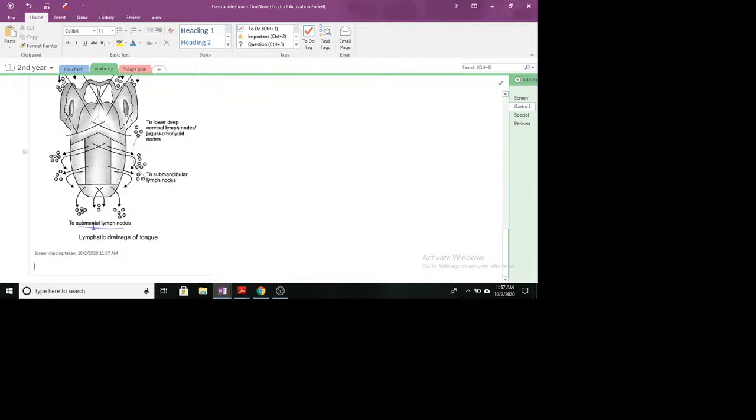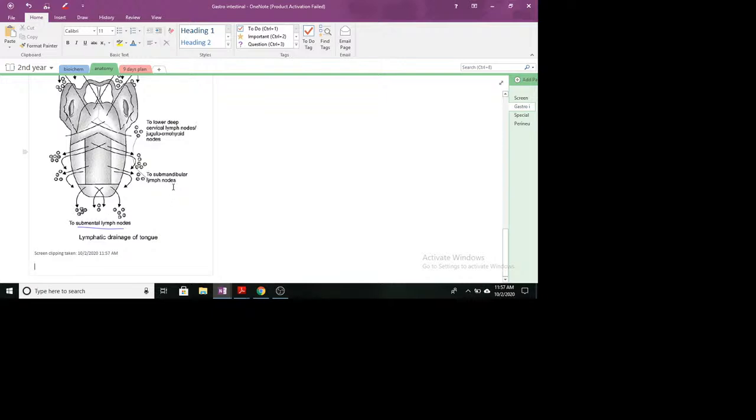The submental lymph node is very important. The anterior part drains to the submental lymph node. The submental lymph node is present around the mental region. We know that there is a mental foramen in the mandible, so around that area there is a lymph node known as the submental lymph node.